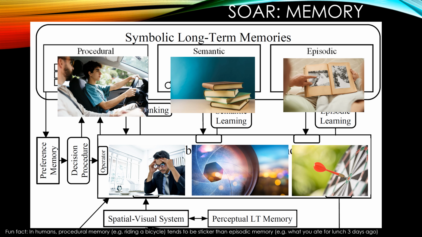Why is there a need to categorize the different types of memories? Well, here's some food for thought. In humans, procedural memory tends to be stickier than episodic memory. Once you learn how to ride a bicycle, you retain the skill even if it's not practiced for months or even years. Contrast this with the memory of what you ate for lunch 3 days ago. Different memories have different properties.